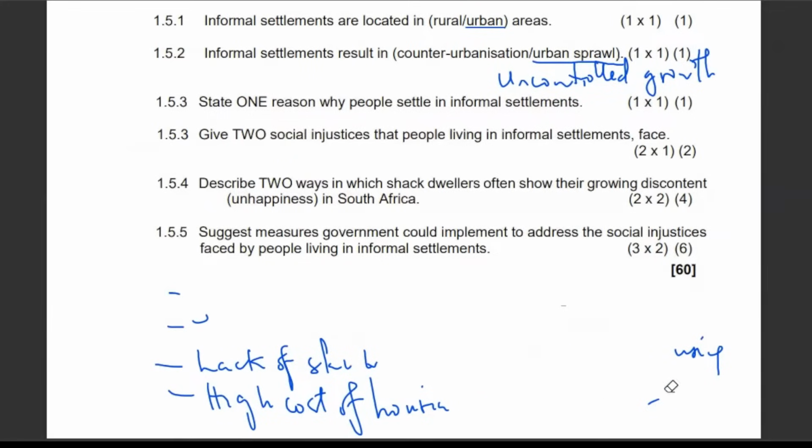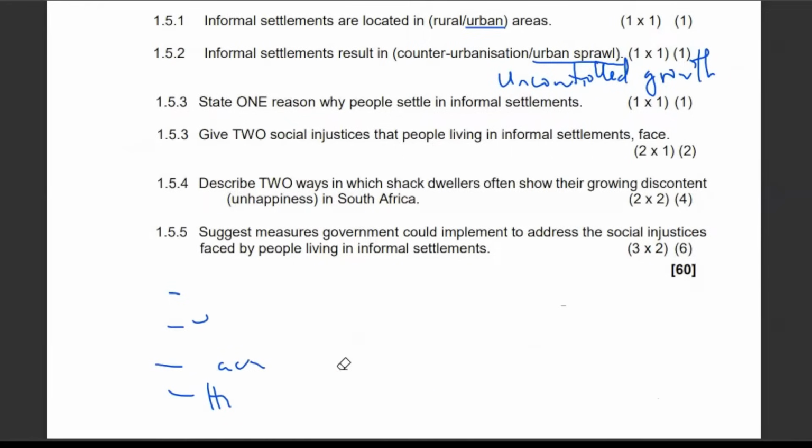Right, when we're talking of injustices, we are saying people must be having equal access to resources and a way of life. But if some are deprived of those privileges, then it's an injustice. In an urban area, we must have equitable access to resources, and also equitable access to a way of life. So there is some form of injustice that happens in the urban informal settlements. What are the injustices?